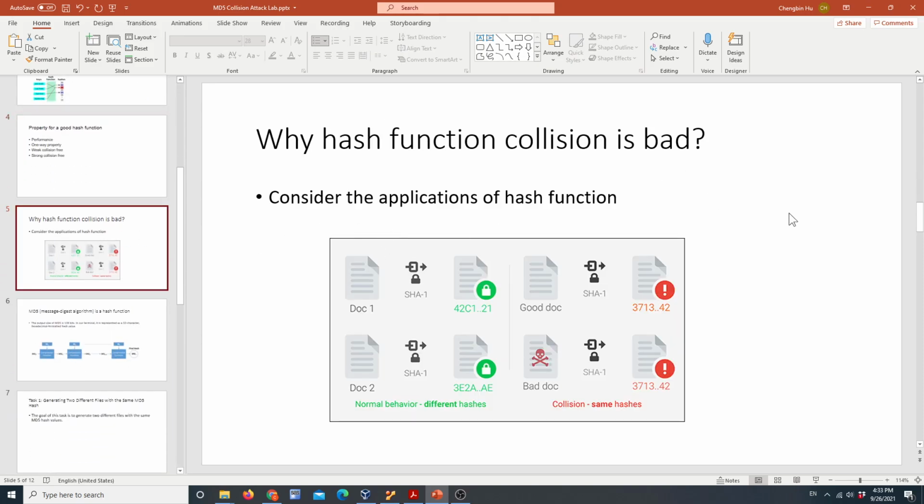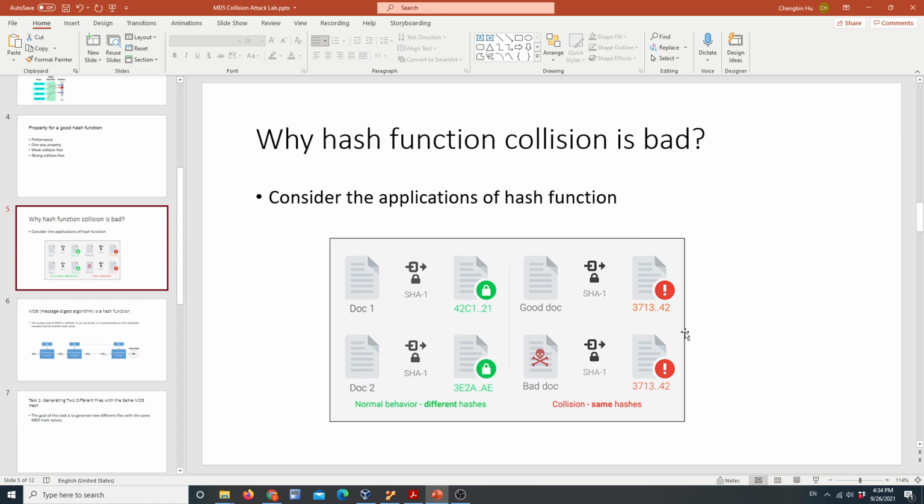So why is hash function collision bad? We should consider the application of a hash function. The hash function is mainly used for message verification and signatures, right? For example, if Alice wants to send a document to Bob, she can add the hash value for this document and send it with the document to Bob. Bob can verify by the hash value whether it's a good document or it has been modified.